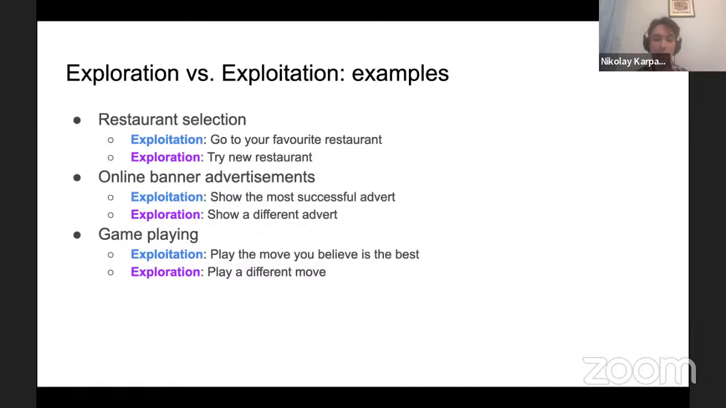But this approach has a problem: if you always select the game you are the most sure about, whether it's the most popular game or the one most similar to the user preferences, you would not explore all the variations possible, all the set of games that you can recommend to the user.